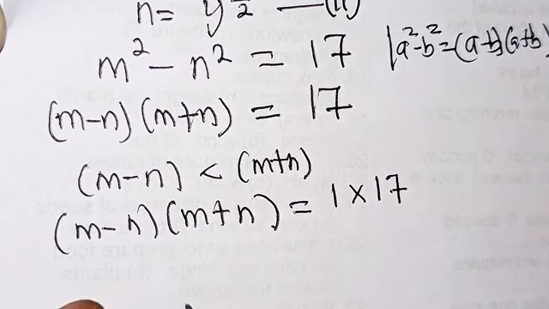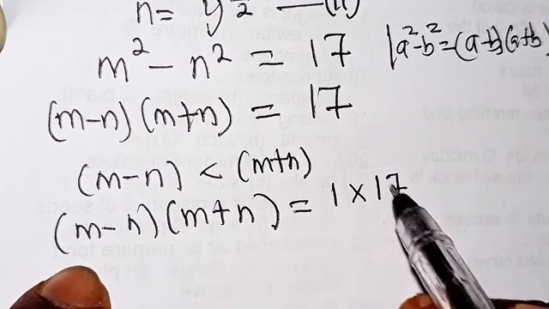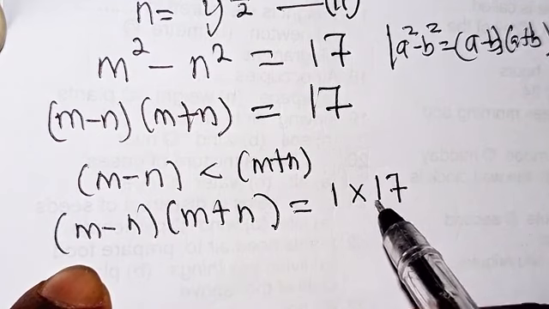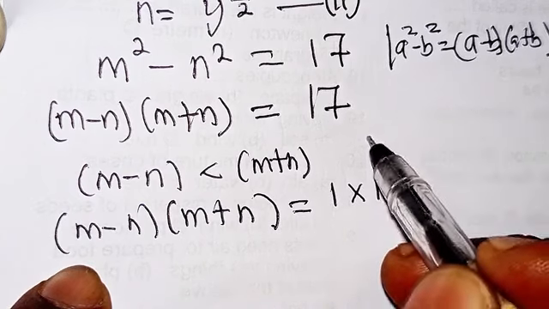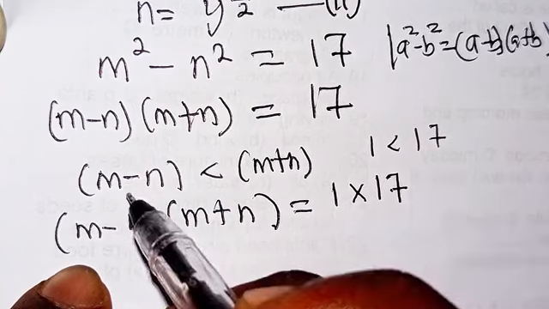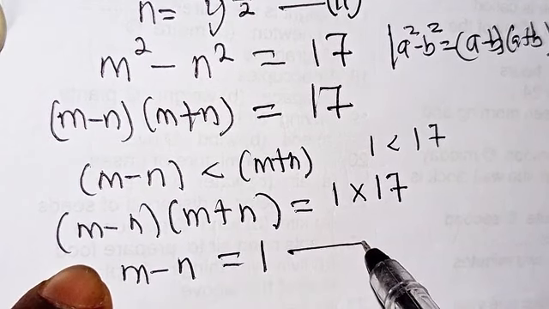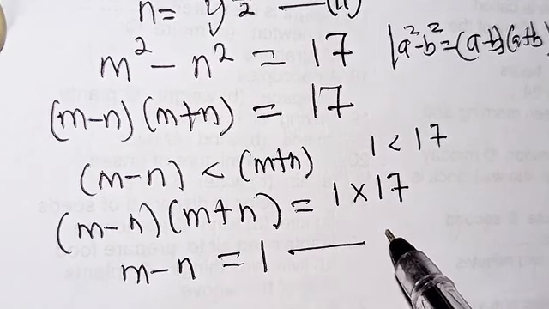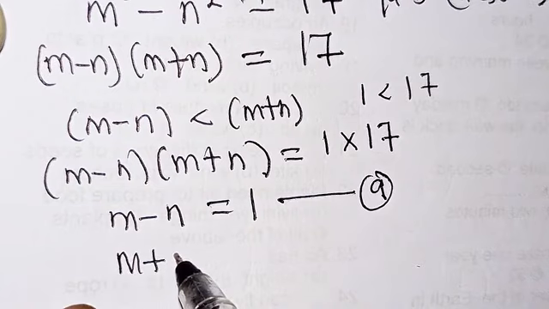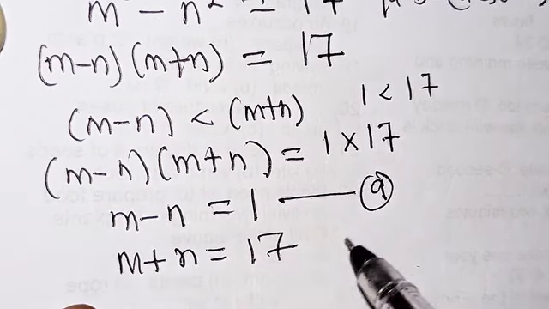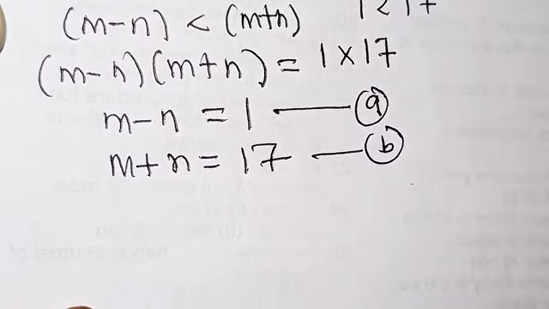Okay, but for the fact that we have m minus n less than m plus n, and also 1 is less than 17, so we can say that m minus n equals 1. Let's call this equation A, and m plus n will be 17. Let's call this B. Okay, so now from there, what are we going to do?